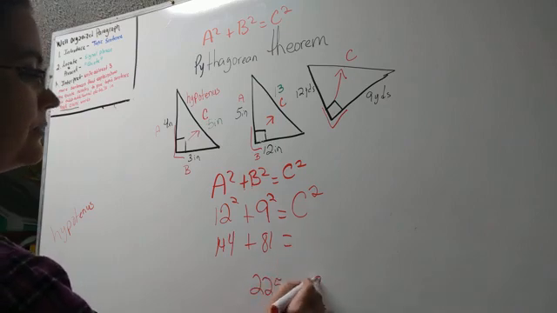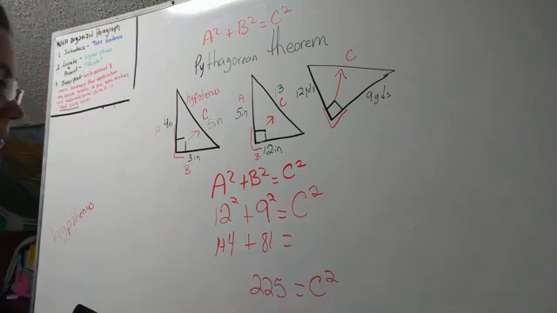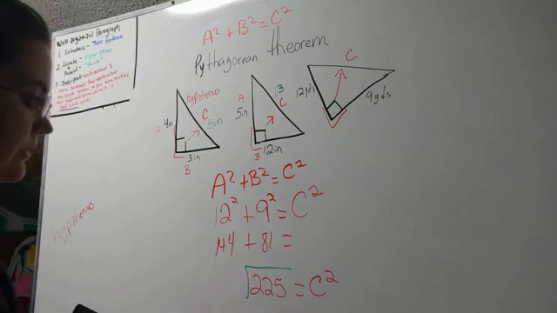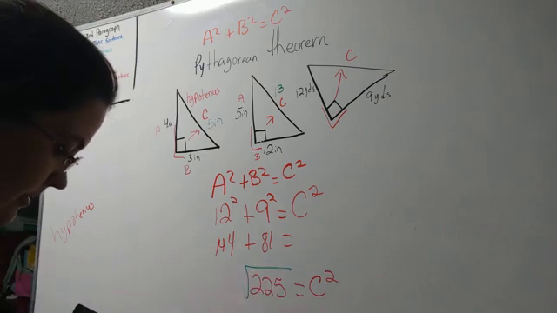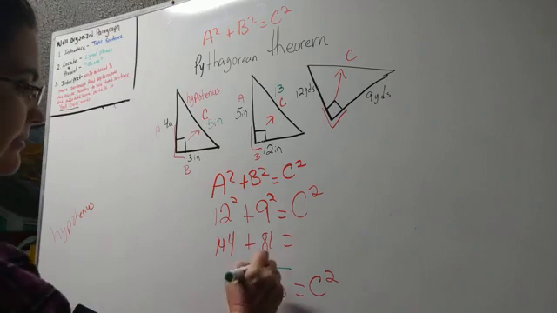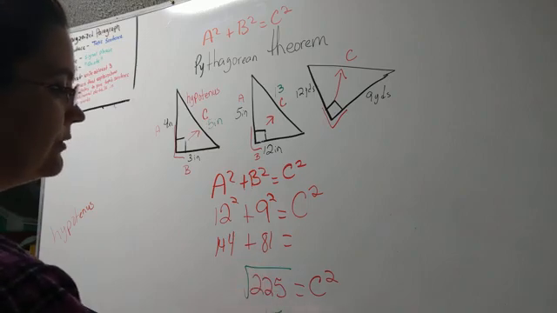And let's say that is equal to c squared. And like I said, our last thing, always remember, is take the square root of that. So the square root is 15. So 15 equals c.